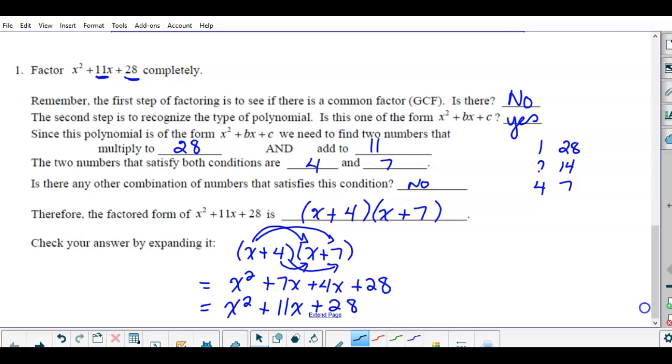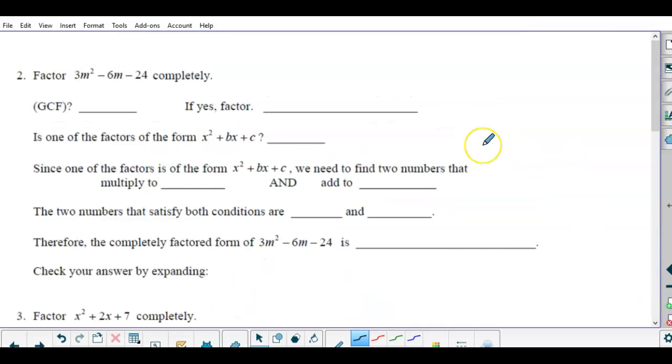Okay, so then turn to the next page. There's another one there. You're going to do the same process. Okay. Check. Is there a common factor? Yep, so 3, absolutely. And if yes, factor the 3 out. So remember from yesterday, we show a 3 with a bracket, and we divide everything here by 3. So that's going to leave us with m squared minus 2m minus 8. That's your first step.